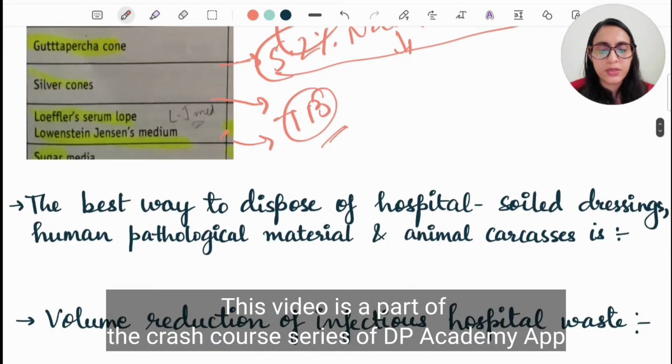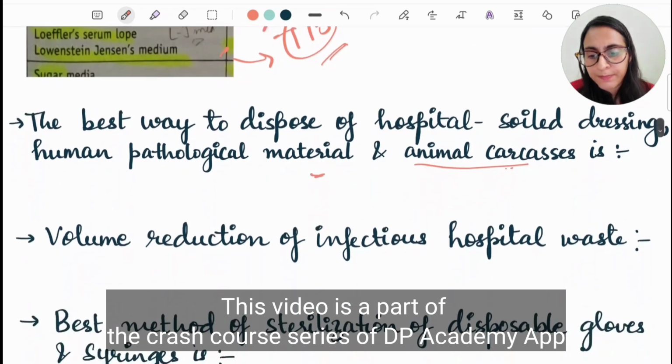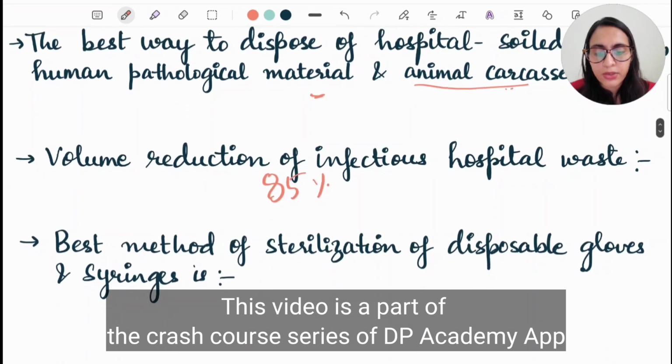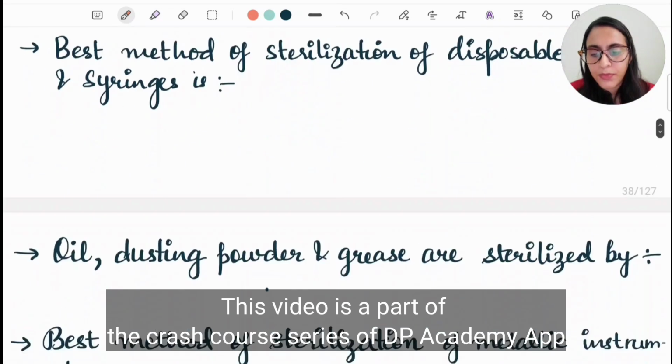The best way to dispose of hospital soiled dressings, human pathological material, and animal carcasses, so basically hospital waste, is incineration. Incineration is just burning it, dumping everything and burning it. Volume reduction of infectious hospital waste is 85%. The best method of sterilization of disposable gloves and syringes is ionizing radiation, or you can say gamma rays.